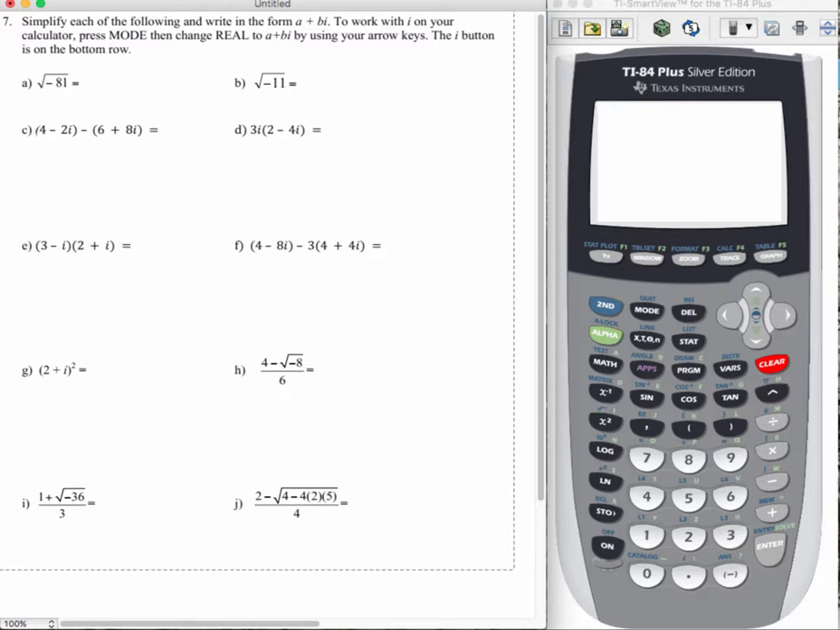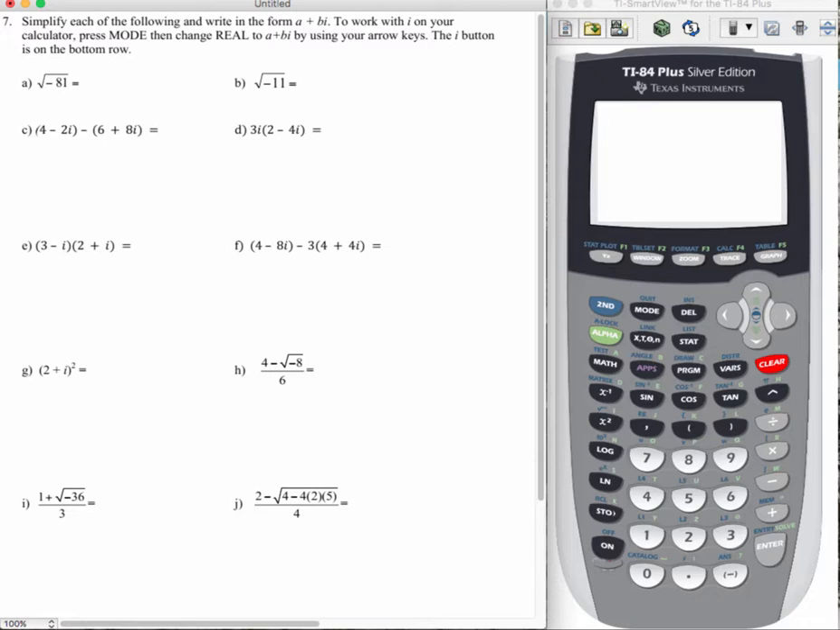Greetings, just a very quick video to show you how to use your calculator to do problem 7 from the practice problems for section 9.5. So this is how I do complex numbers on my calculator. As you can see, it says up here in the instructions, simplify each of the following and write in the form a plus bi.